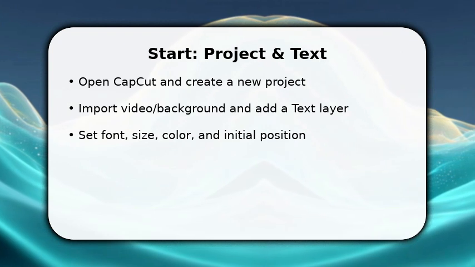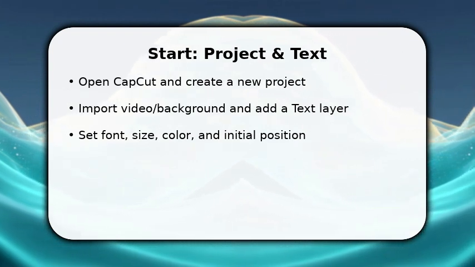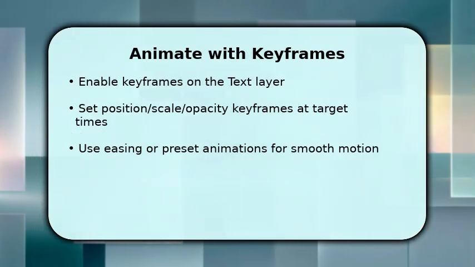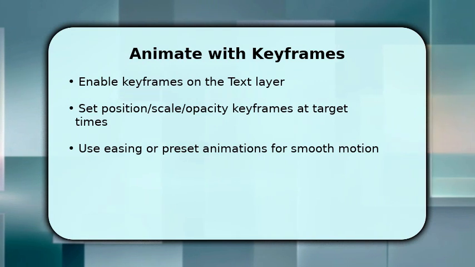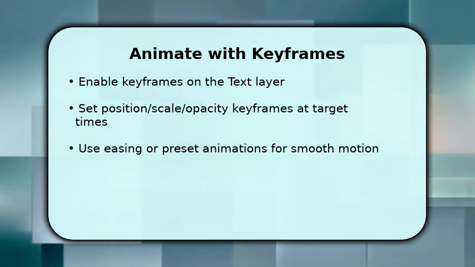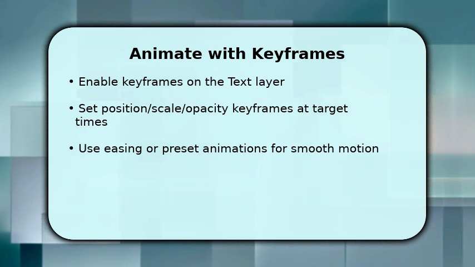You'll animate using keyframes. Tap the text layer, enable keyframes, then move the playhead to your first frame and add a starting keyframe. Move forward in time, change position or scale, and add another keyframe to create movement.